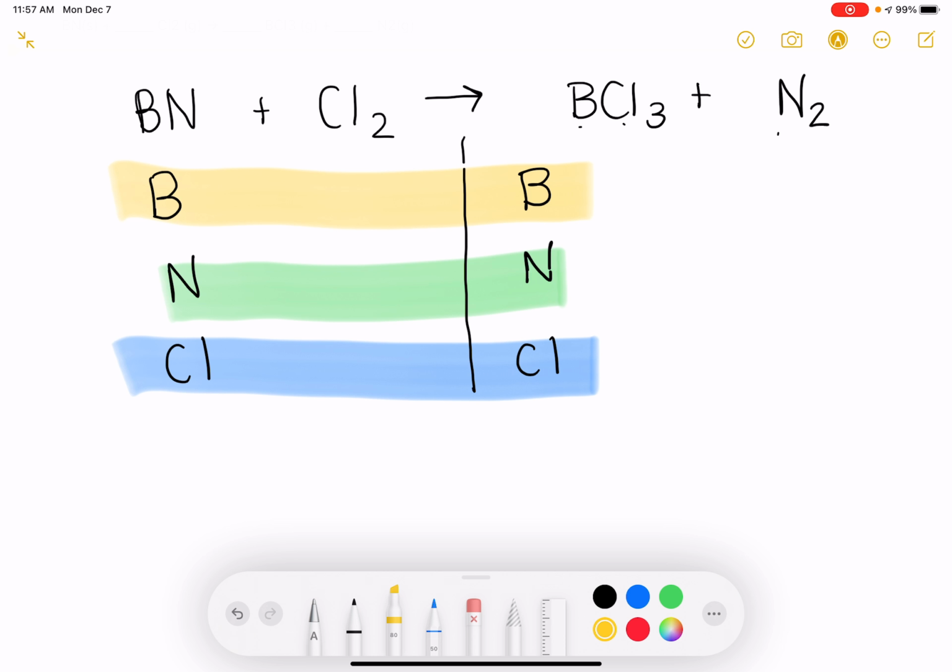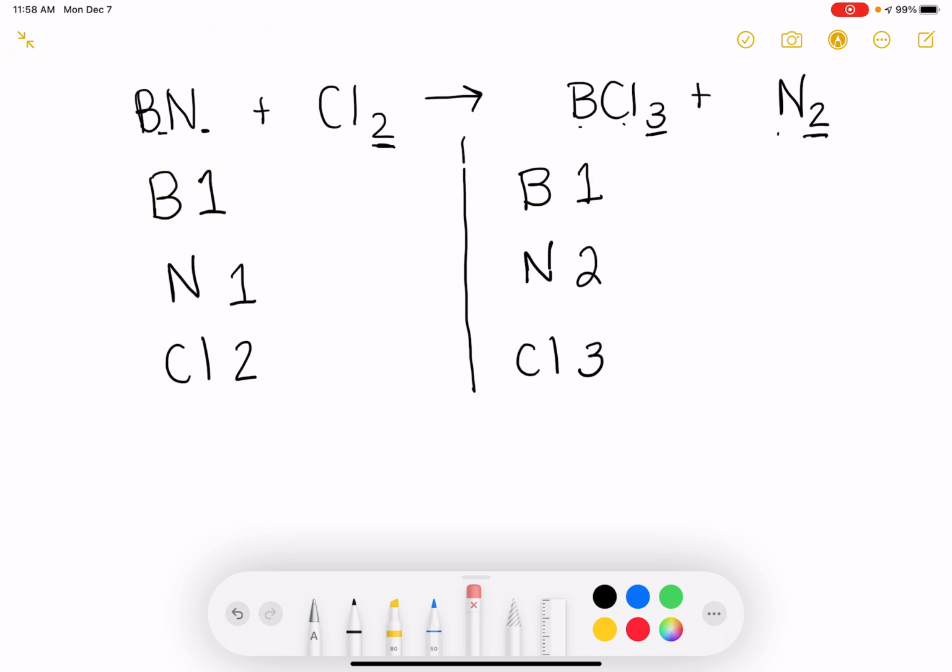Our next step here is tallying up everything we have. We've got 1 B, we've got 1 N, because there's no numbers below. And then we've got a 2 for Cl because of that number. For the other side, we've got 1 B, because there's no number below. We've got 2 N's because of that number, and 3 Cl's because of that other number. So if we look at this right offhand, our borons are balanced, they're 1 and 1, but our others are not.